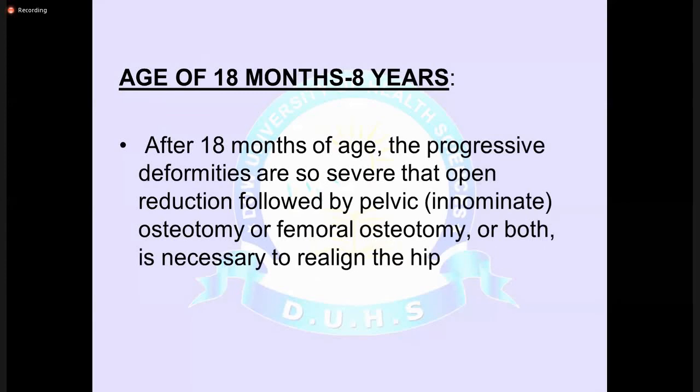And if age is even more than 1.5 years, up to 8 years, after 18 months of age, the progressive deformities are so severe that open reduction followed by pelvic osteotomy or femoral osteotomy, or both, is necessary to realign the hip. So later on, the procedure may become complicated.